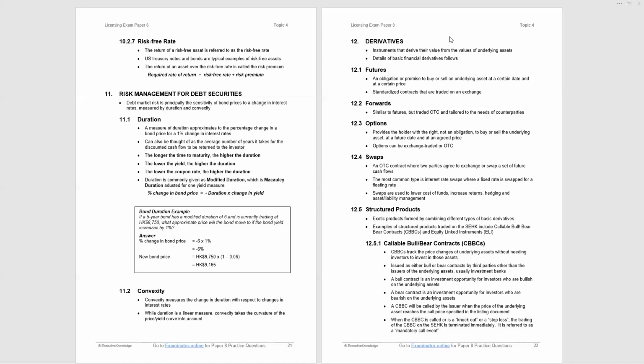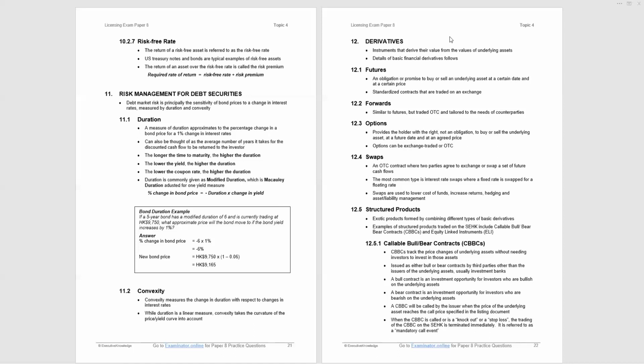Options, well, we've already done a lot on options, and we're going to look at option pricing in a moment again. And options can be exchange-traded or over-the-counter. Remember, options provide the right, not the obligation, to buy or sell an underlying asset. Now, swaps. Swaps, again, are over-the-counter. They are not exchange-traded, and two parties agree to exchange or swap a set of future cash flows. The most common type are interest rate swaps, where you swap a fixed rate for a floating rate. And the idea behind swaps is to lower cost of funds, increase returns, hedge, and it also comes into asset liability management, the world of pensions, etc.